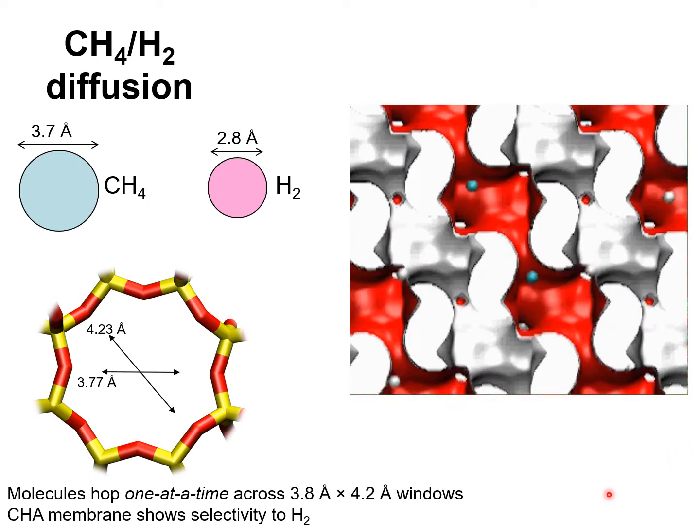Let's look at hydrogen and methane. Hydrogen is a much smaller molecule and it can diffuse from one cage to the adjacent cage much more quickly than methane. Consequently, for separating these mixtures using a chabazite membrane, the permeation is selective to hydrogen because of the significantly higher hydrogen diffusivity.